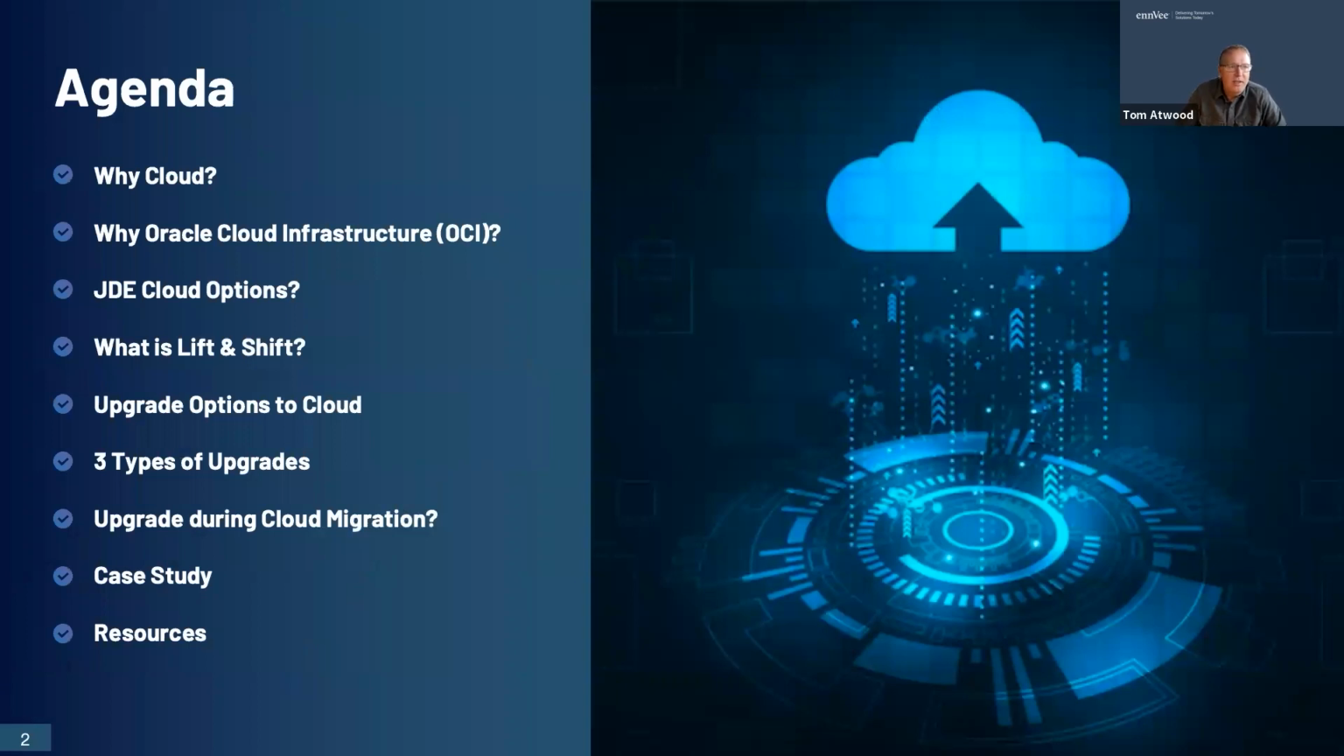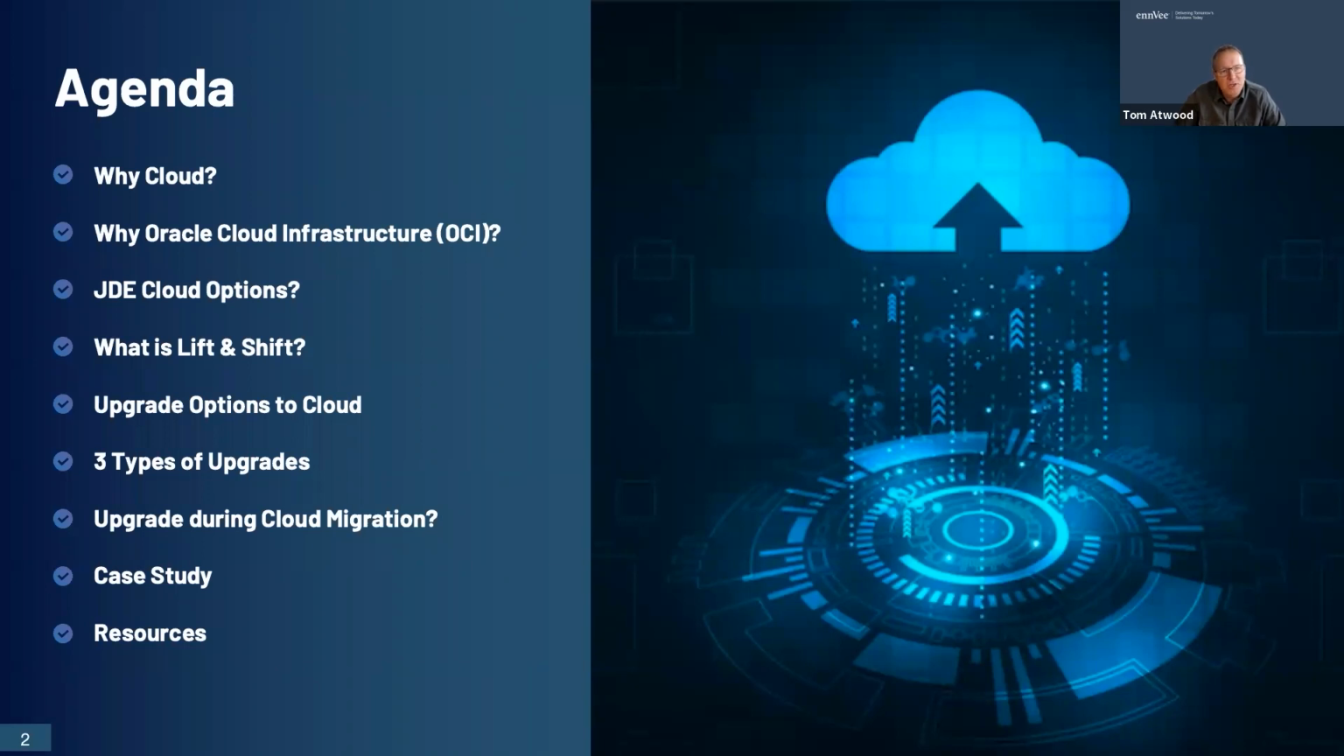So our agenda today is, why choose cloud if you're an on-premise customer? And then, as far as the cloud options, why would you choose Oracle Cloud Infrastructure over some of the other options out there, the competition? And then we want to go through the options when you're considering moving to the cloud, because there are a variety of options. You can do something minimal, or you can do something transformative. So we're going to cover a little bit of that.